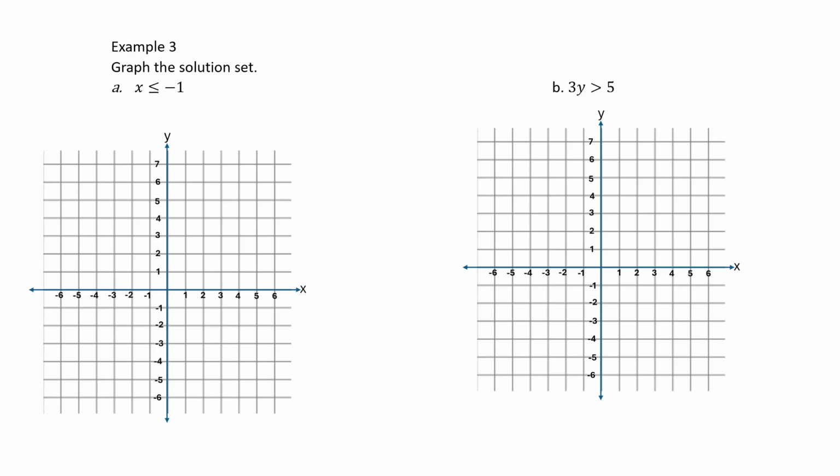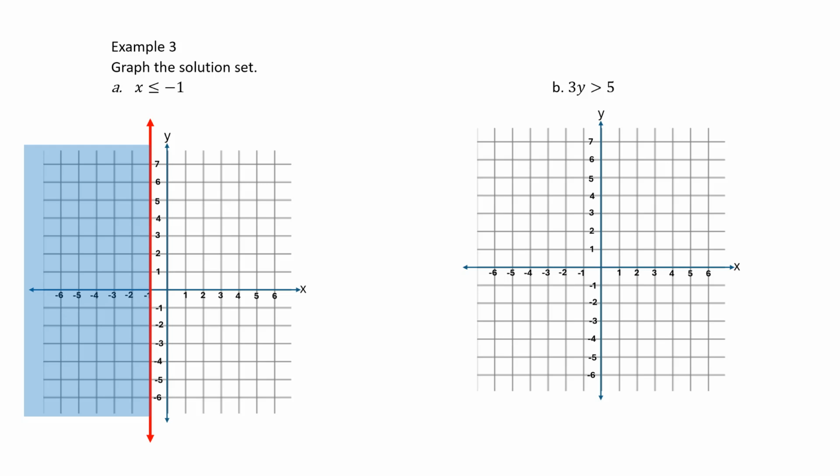Okay, next one. Graph a solution set of x is less than or equal to -1. That is just a vertical line that goes through -1. And since we have less than or equal to, we want to include the line in our graph. And now we just need to shade the side of the graph where all the x values are less than -1. And of course, that's going to be on the left side of that line.